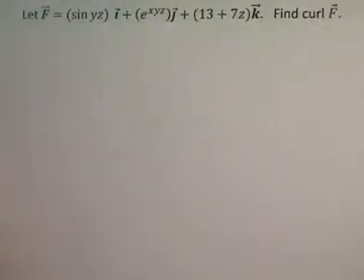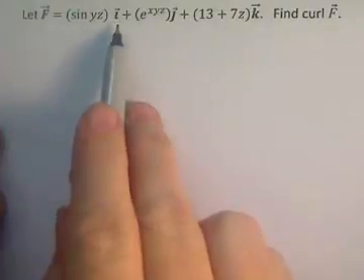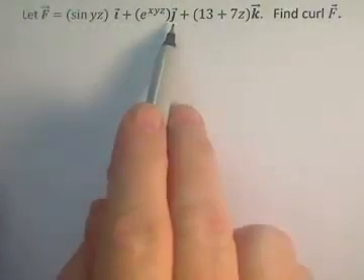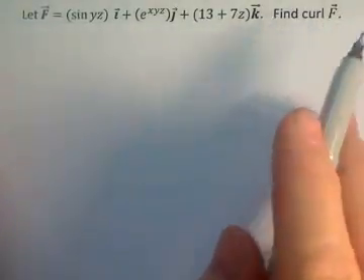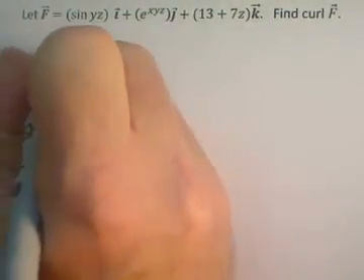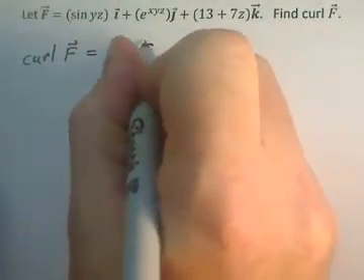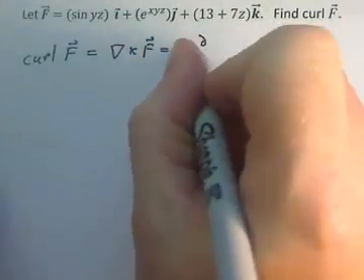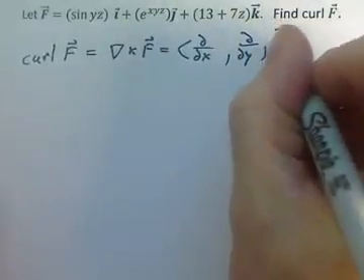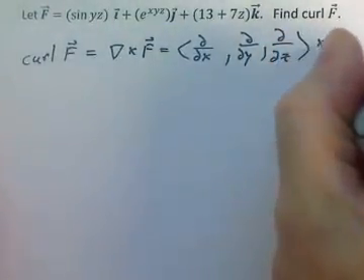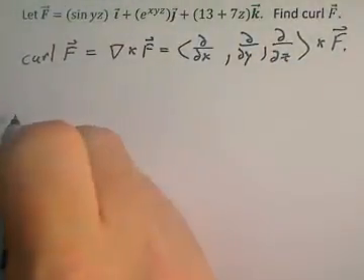Okay, here's an example. We're given a vector field, capital F here, which is sin(yz) i plus e^(xyz) j plus (13 + 7z) k, and we want to find its curl. You might recall that the curl of F can be written as del cross F, so this is partial with respect to x, partial with respect to y, partial with respect to z, cross F here, and we can write this in determinant form.